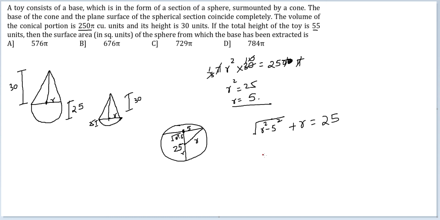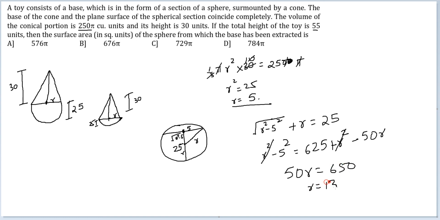Let me get this r to this side. I will get r² minus 5² is equal to 625 plus r² minus 50r. So this will get cancelled, this will get cancelled. 50r would be equal to how much? 650, or r would be equal to 13. So this is 13, this is 5, so this will be 12.